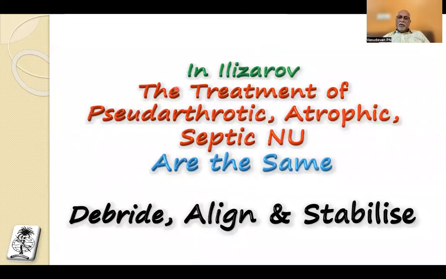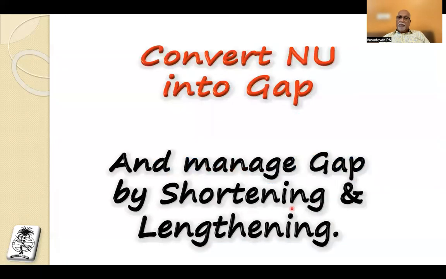In Ilizarov, the treatment of pseudarthrotic nonunion, atrophic nonunion or septic nonunion, all these three are the same. Just debride them, align them and stabilize them. And by that procedure, convert the nonunion into a gap nonunion. And now you manage the gap by shortening or lengthening at a different level.